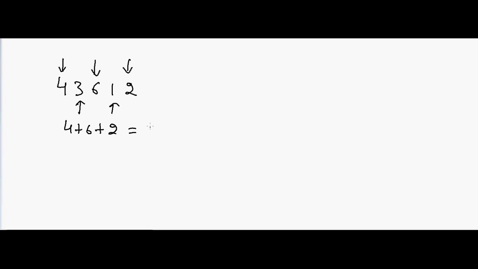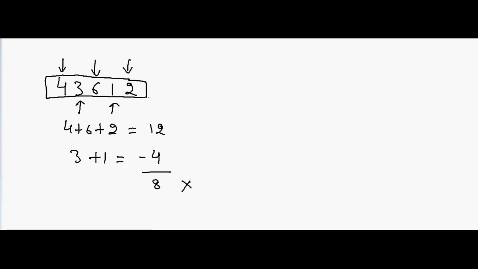So suppose let's take another example. If I have 4, 3, 6, 1, 2, so in that case 4, 6, 2 and 3, 1. So 4 plus 6 plus 2 is equal to 12, and 3 plus 1 is equal to 4. So if I subtract, that will give me 8, and 8 is not divisible by 11, so this number is not evenly divided by 11.